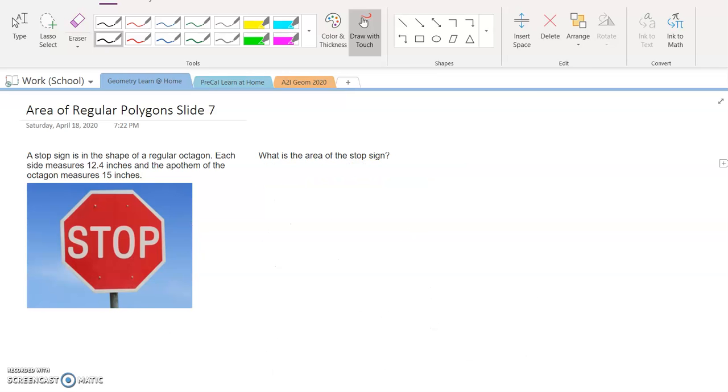All right, on slide number 7, very similar one in that it gives us enough information. We should be able to calculate the area of this octagon. It has 8 sides. So what is the area of the stop sign? The very first thing we should always start with is the formula of the area of whatever shape it is. So area of a polygon equals 1/2 apothem times perimeter.